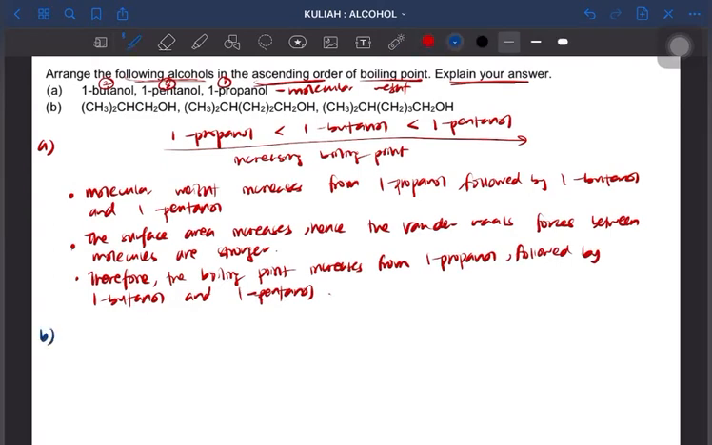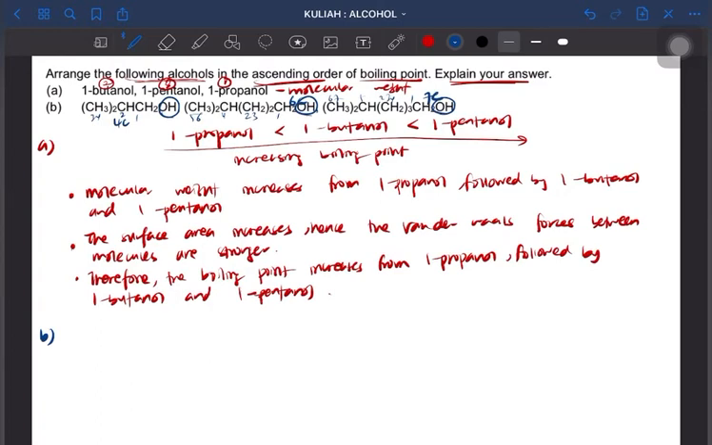Okay, kita ada this structure. Okay, so this one here, dia ada berapa carbon ni? 1, 2, 3, 4. Yang ni kita ada 1, 2, 3, 4, 5, 6. Ini kita ada 1, 2, 3, 4, 5, 6, 7. Okay, so ini kita ada 7 carbon. Ini kita ada 6 carbon. Ini kita ada 4 carbon. Okay, so OH tu sama, satu OH saja. Okay, jadi kita akan tengok in terms of molecular weight jugalah. Okay, so kat sini kita akan tengok the size of molecular juga. Sama macam point yang kat atas tu.